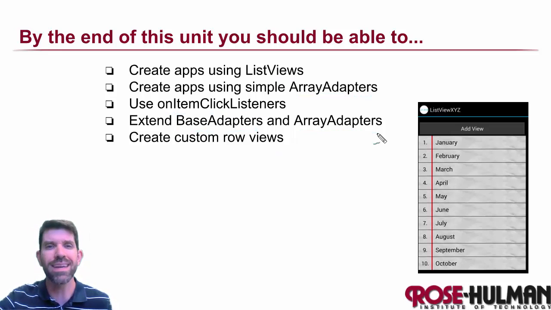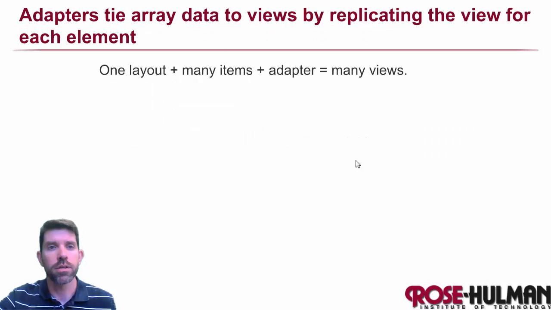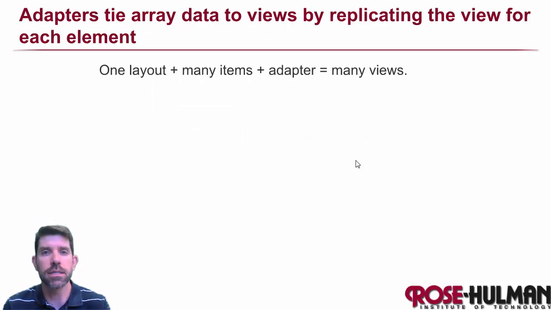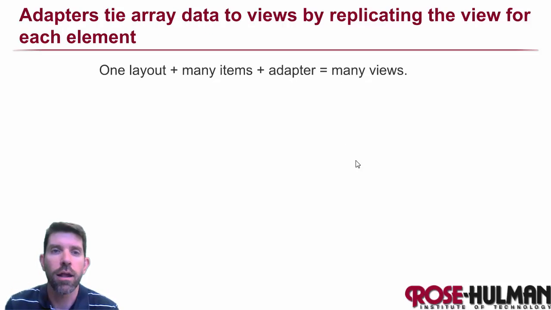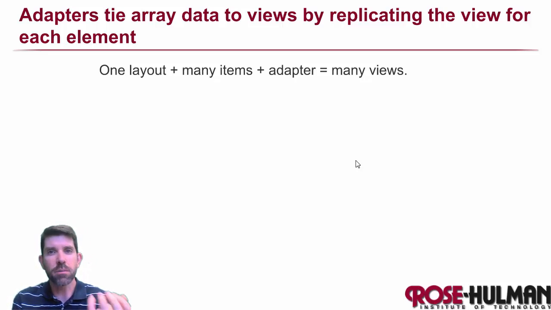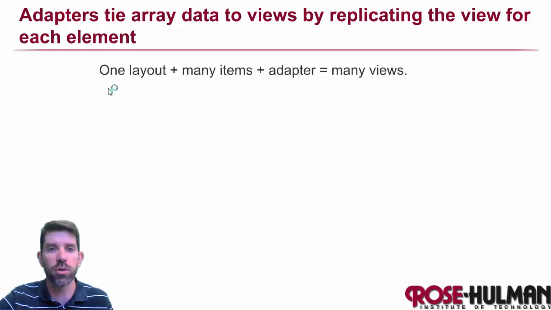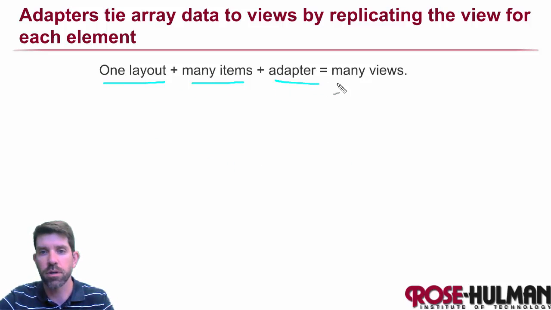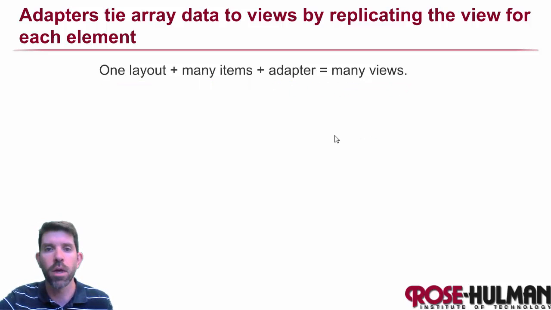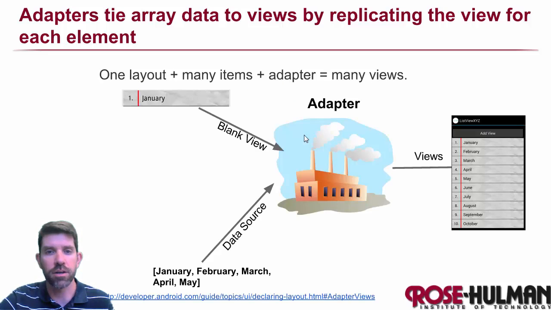All right, so what is an adapter? An adapter essentially is a class, a construct that starts off with taking some kind of data on one side, and it takes a single view, and it uses those things together to replicate and make a whole bunch of views, one per element. So this formula here is, one layout plus many items plus an adapter gives you many views.